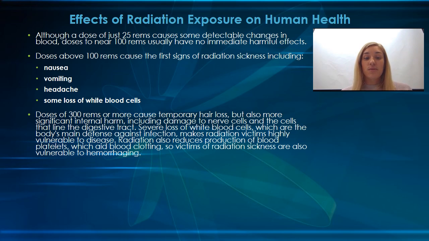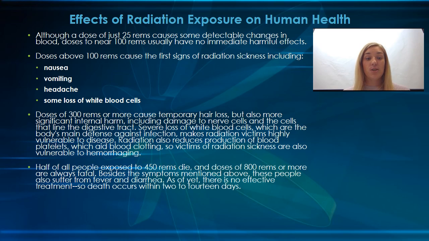Above 300 rems, it starts to get really quite serious, and we can have things like hair loss, internal harm, damage to nerve cells and cells in the digestive tract. We lose much more of our white blood cells, which means that we're more prone to infection and highly vulnerable to disease. It can also reduce the production of platelets, the clotting agents in our blood, and you're also more vulnerable to hemorrhaging if you have undergone radiation sickness.